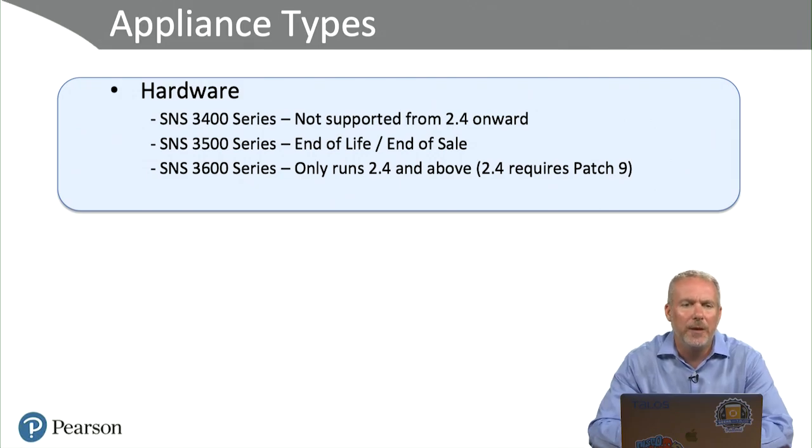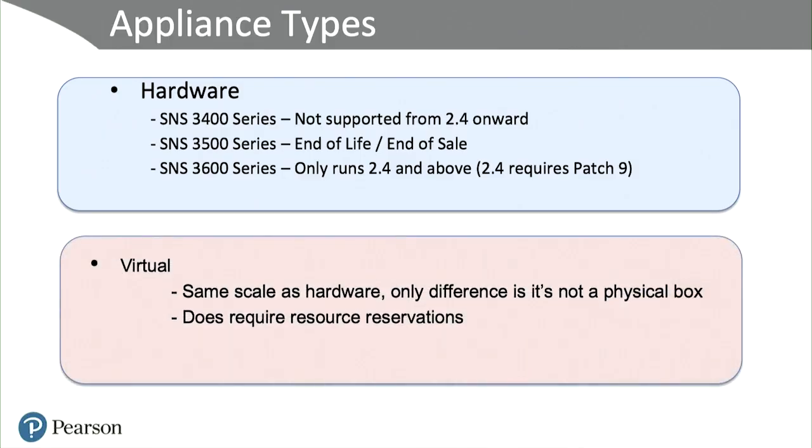And then the newest generation of appliances are the 3600 series appliances. They only run 2.4 and above, 2.4 patch 9 to be specific. So if you're going to the new platforms, you have to be on a newer version of ISE. Virtual has the same scale as hardware. The only difference is it's not a physical box. We talked about that a little bit already.